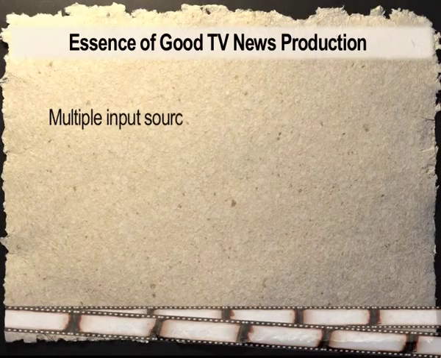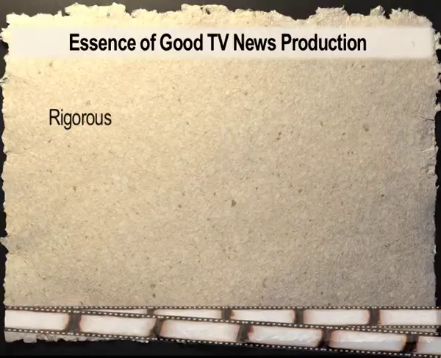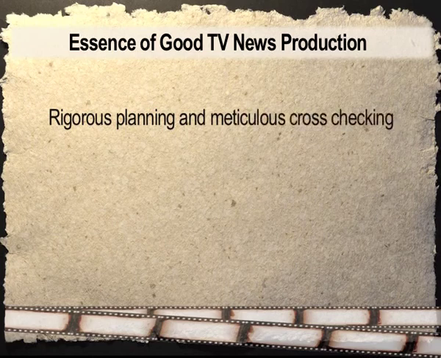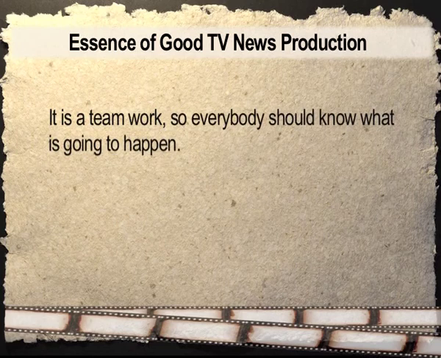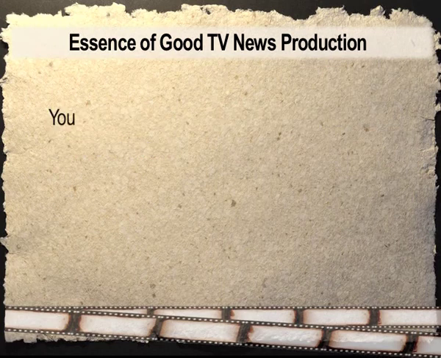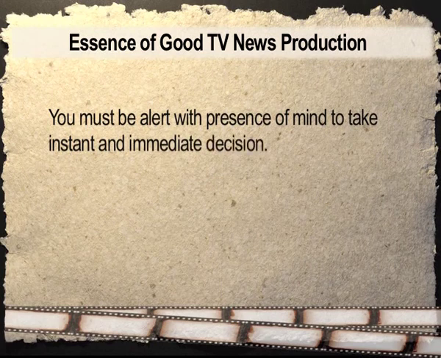And mind that the producer, the live output producer, the online producer, is dealing with multiple sources, taking one after the other in quick succession. So he has to have presence of mind, and rigorous planning and cross-checking are the two major things which have to be there. Otherwise, you will not be able to succeed. And it's teamwork. A lot of people are putting a lot of inputs in this flawless production. So everybody should know what is going to happen next. And you must be alert, and your presence of mind should help you in taking the right decision at the right moment, because a lot of things will not happen according to your planning.